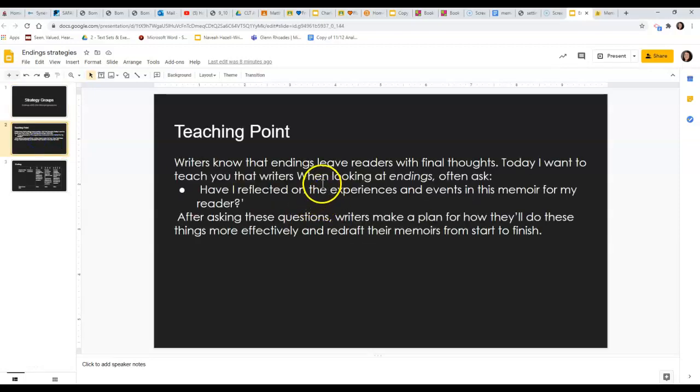All right, guys, so today we're going to concentrate on our endings of our memoirs. And as writers, we know that endings have to leave readers with final thoughts. So I want to teach you that writers look at their endings and ask themselves this question: have I reflected on the experiences and events in this memoir for my reader? So you have to do a little bit of this work for your reader at the end of your memoir.